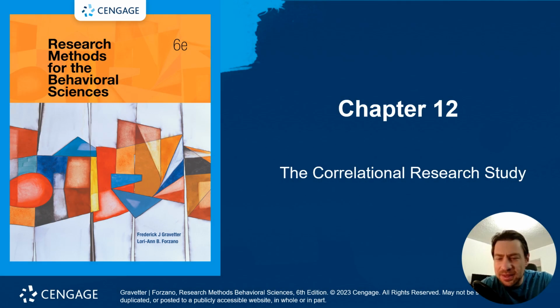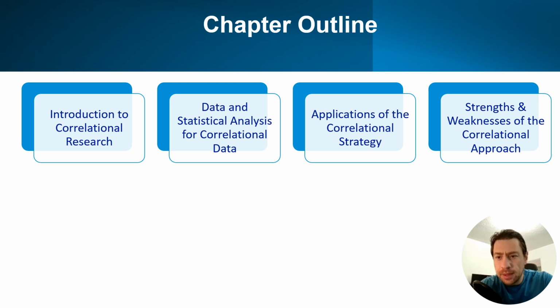Hello everyone, this is chapter 12, and in this chapter we're going to discuss the correlational research strategy. The chapter outline will be as follows. We will introduce the topic of correlational research. We will talk about data and statistical analysis for correlational data. We will talk about the applications of the correlational strategy, and we'll conclude by discussing the strengths and weaknesses of this approach.